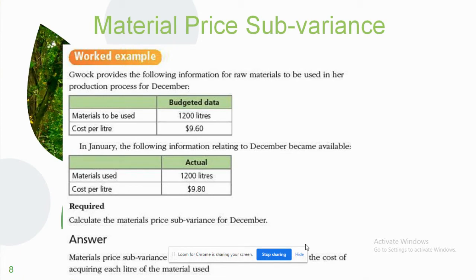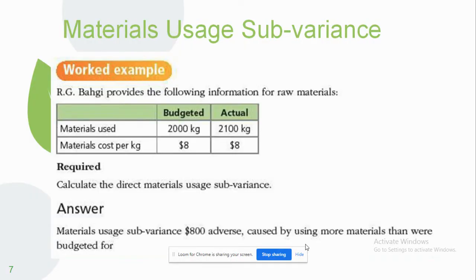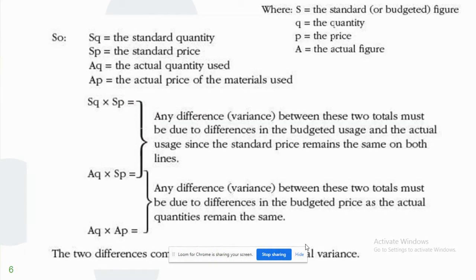The second example here is to prepare the materials price sub-variance. Here we look at the variation in the price. If we go back to the formula again, the formula for materials price sub-variance is AQ times SP minus AQ times AP.